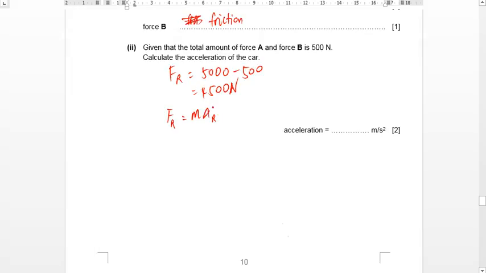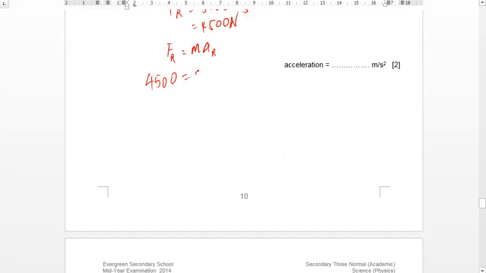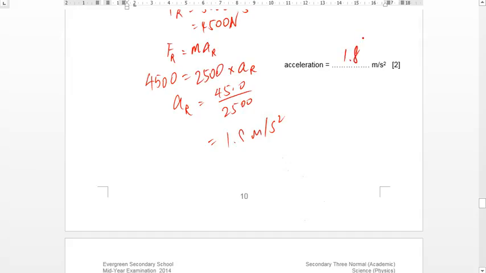Do we know the value of F-net? Yes, it's 4,500. So 4,500 equals to mass. How much is the mass? 2,500 kilogram times your acceleration. So A is equals to 4500 over 2500. You get 1.8 meters per square second. This means that the car is increasing its speed by 1.8 meters per second every second.